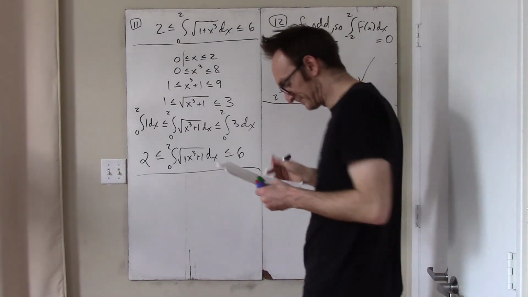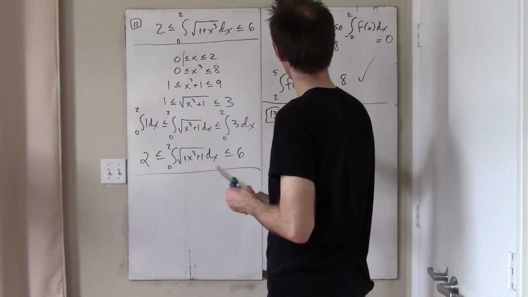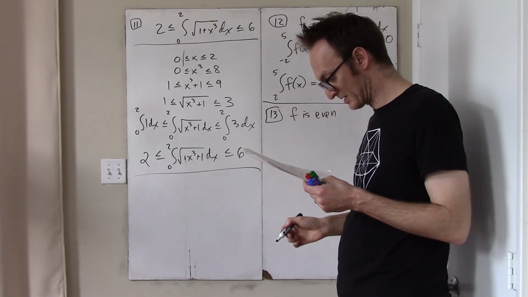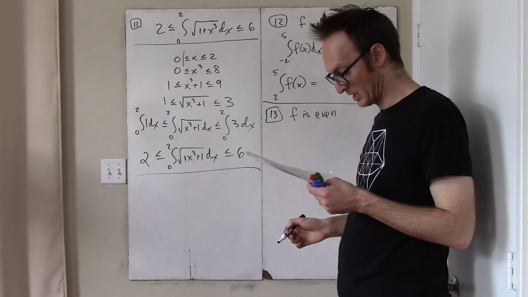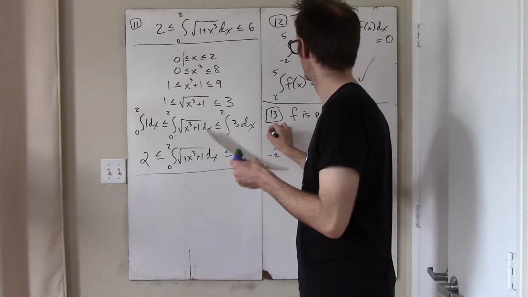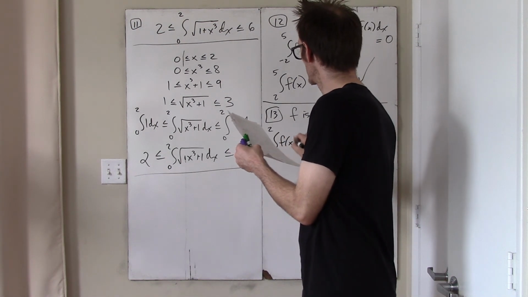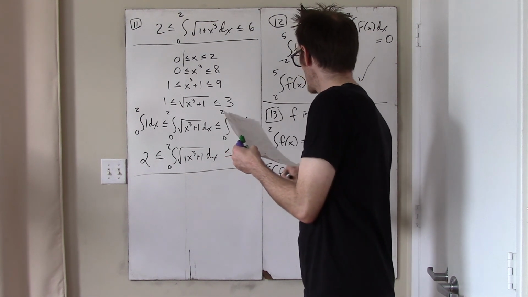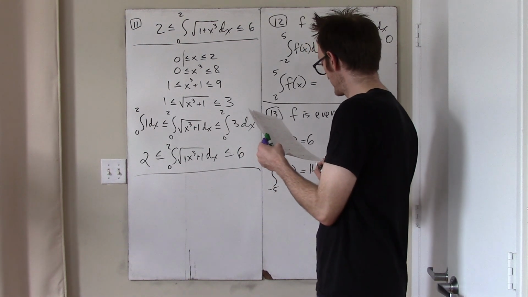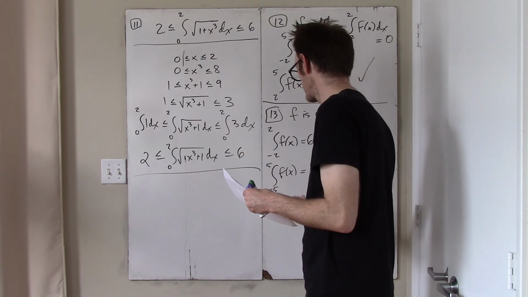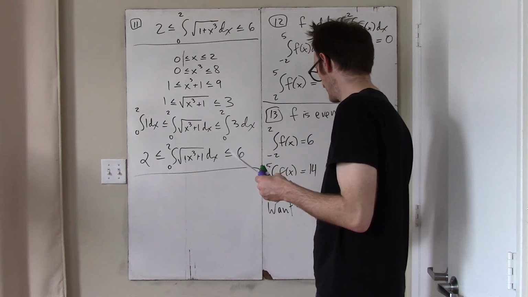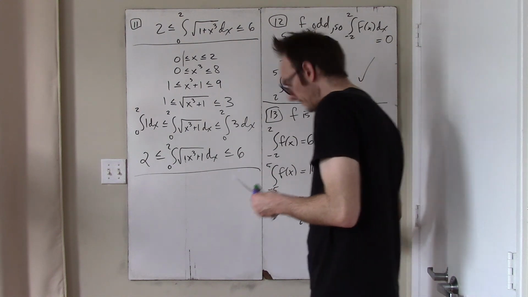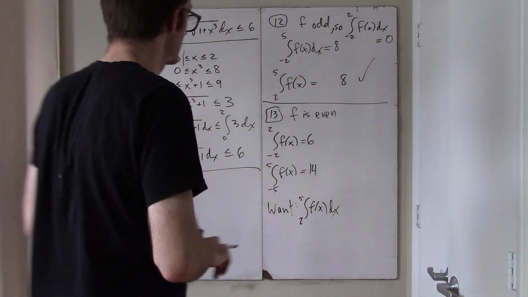Okay, last problem, 13. Here we're told that f is even. Okay, and what are we doing? Okay, the integral from -2 to 2 of this function is 6. The integral from -5 to 5 of this function is 14. And what we want to know is the integral from 2 to 5 of this function. Okay, here is my solution. Hopefully this is pretty straightforward.